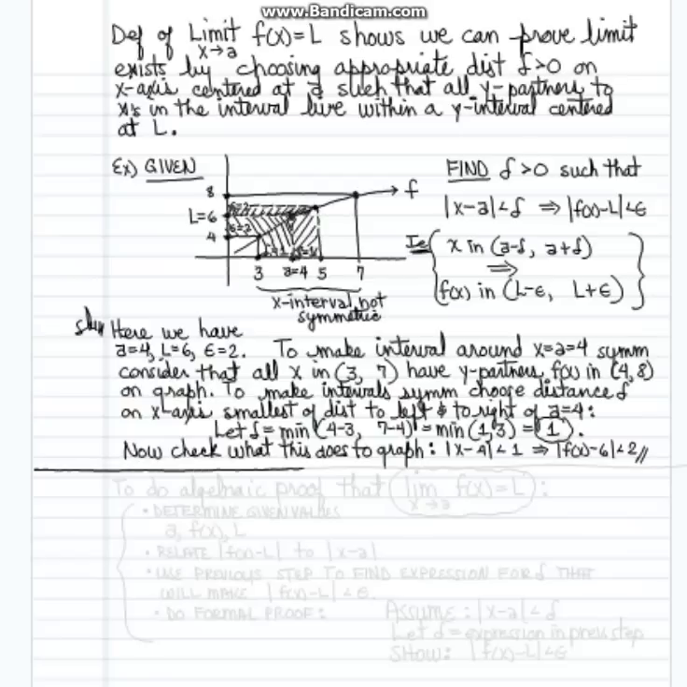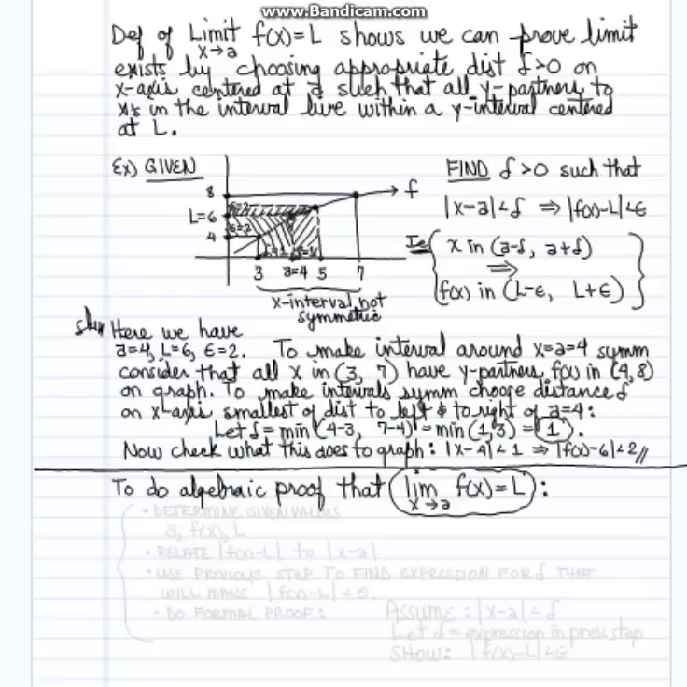Okay, well, that's how you would handle it if you were given a picture. But what if you were given a function f of x? Well, to do an algebraic proof that the limit as x approaches a of f of x is equal to L, they're going to give you numbers and values for this. The first thing you do is determine what the given values are. In other words, what a value is x approaching? What is the actual function that we're working with here? And what is the limit that it equals?